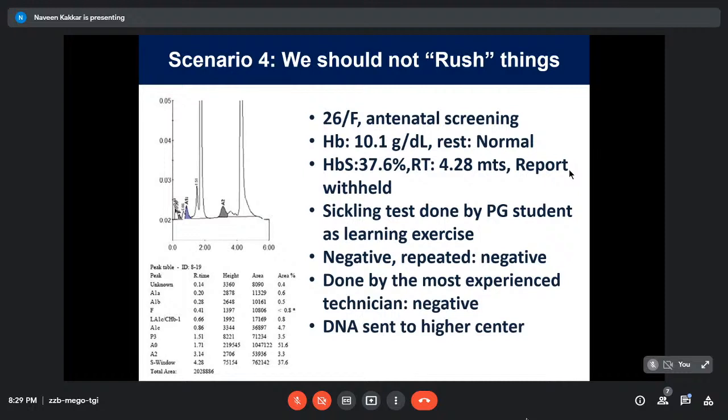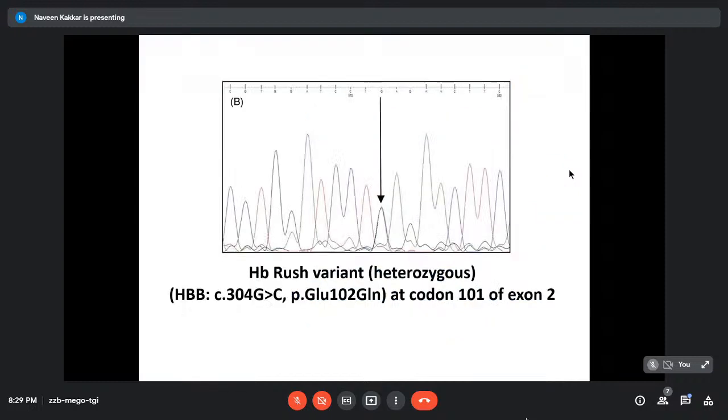We sent the DNA to a higher center after we confirmed by ARMS PCR that the sickle mutation was negative with us. So what did this show? This showed a new, rare variant called hemoglobin Rush. Hence the name of my slide, do not rush things. Hemoglobin Rush, and at this position, at codon 101 of exon 2, that's the mutation that you're seeing, heterozygous.